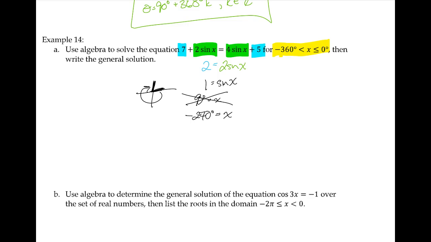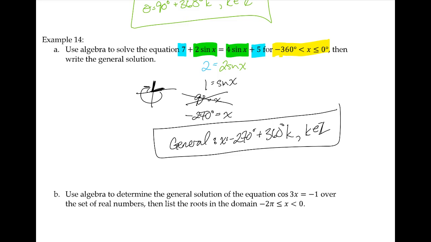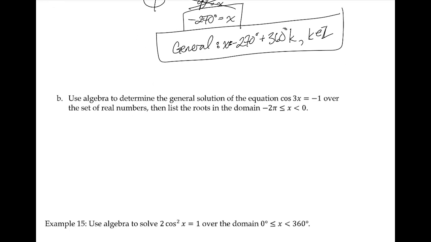Again, we can write the general solution like we did up here. So going full circle, round and round, the general solution would then be negative 270 degrees plus 360 degrees of full revolution times k, where k is an element of the integers. Okay, so both of those would be included in my solution because it asks for both there. Use algebra to determine the general solution of this.